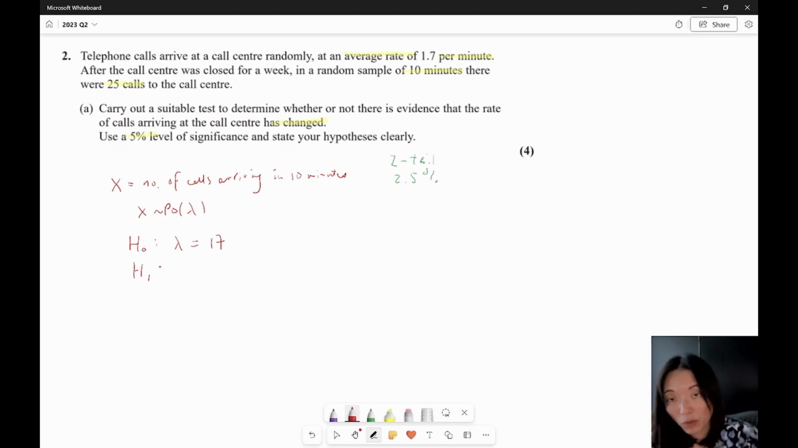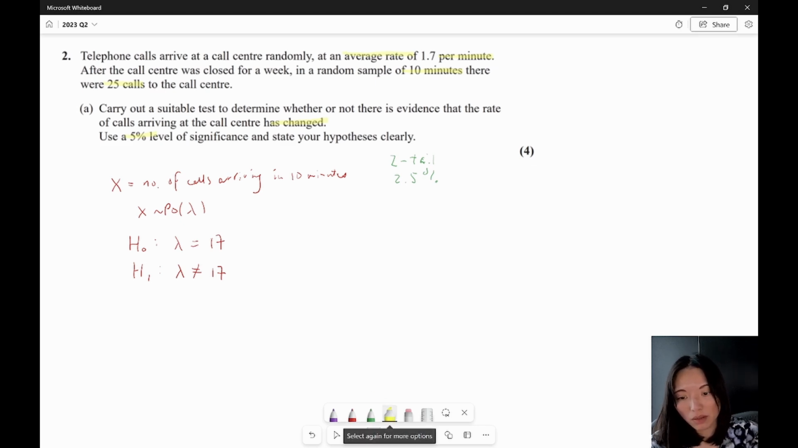My alternative hypothesis, and this is quite important in this question, we need to write that lambda doesn't equal 17. So not lambda greater than, not lambda less than, it's lambda doesn't equal 17, because the question is asking us to test whether the rate of calls arriving in the call center has changed. Okay? So these are our hypotheses, and lambda is our parameter following a Poisson distribution.